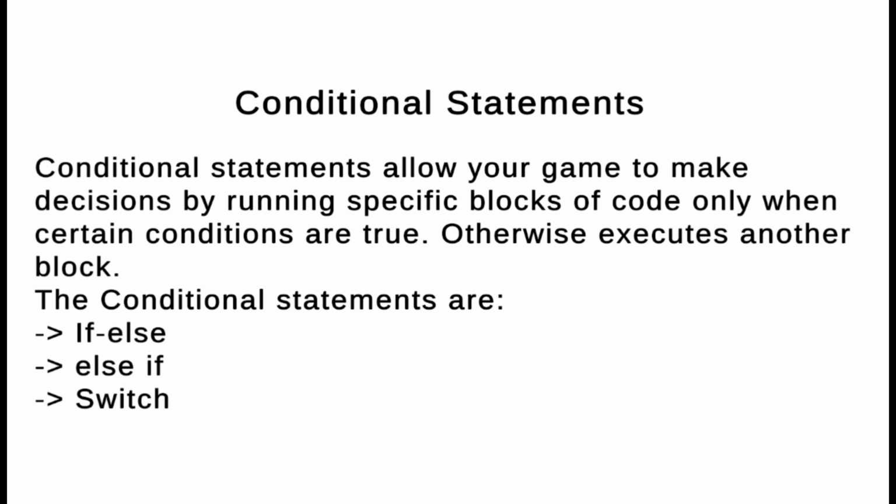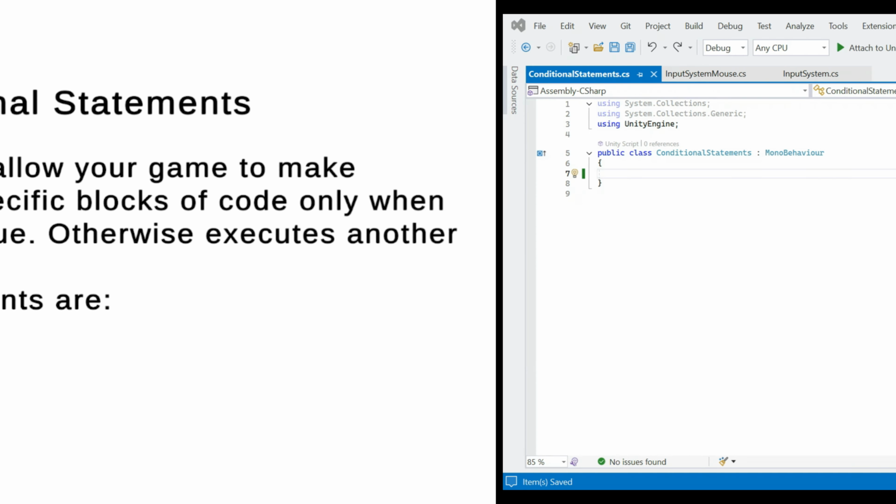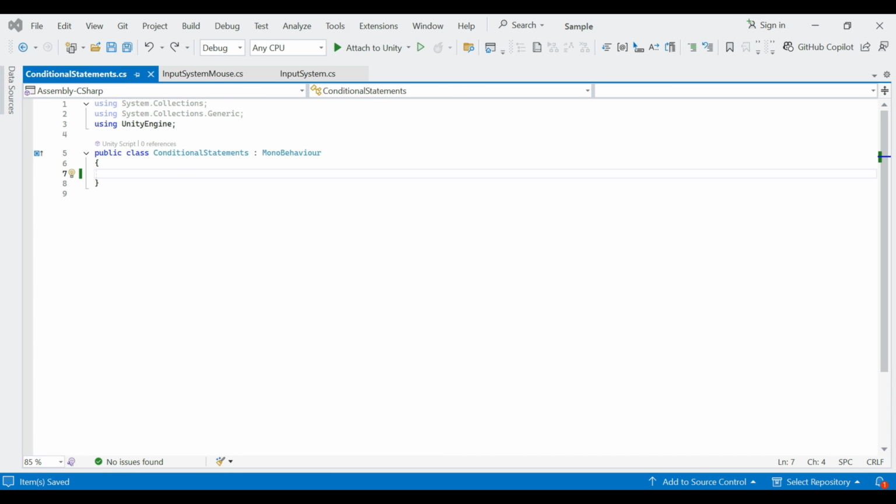First, conditional statements allow your game to make decisions by running specific blocks of code only when certain conditions are true, otherwise executes another block. The conditional statements are if, else if, and switch statements. Now see the example script for if, else, and else if statements.